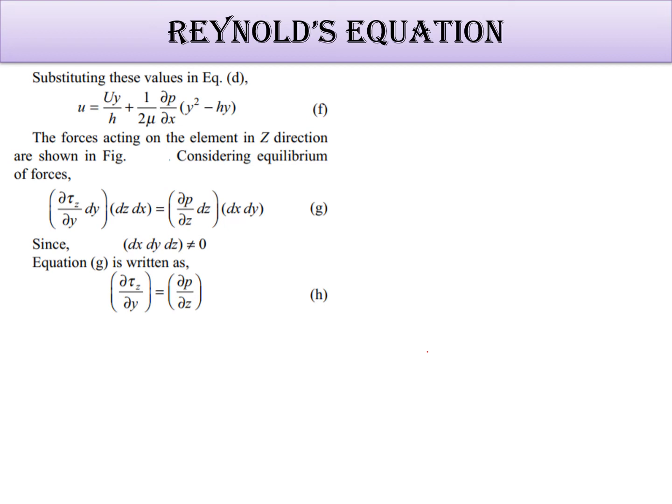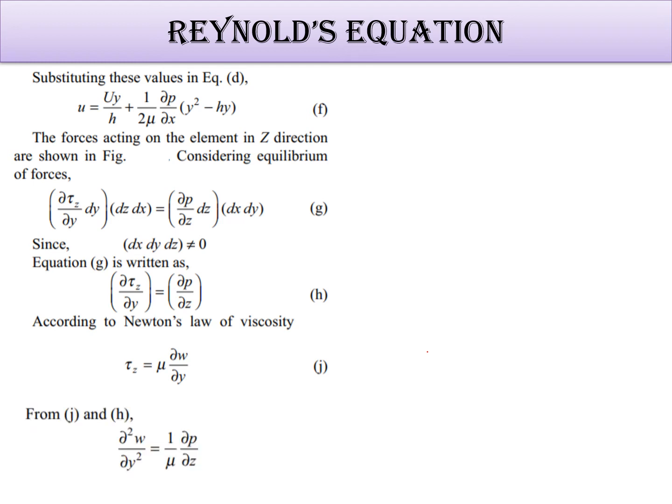Now the forces acting on the element in the z direction are shown in this figure. Considering the equilibrium of forces from the last figure, ∂τz/∂y dy dz dx is equal to ∂p/∂z dz dx dy. Here also dx, dy, dz is not equal to 0. Same thing we have done for the x direction, we do for the z direction. That is ∂τz/∂y equal to ∂p/∂z. Same thing, tau z is μ ∂w/∂y. Put this value here.